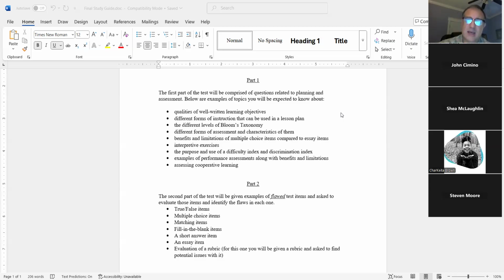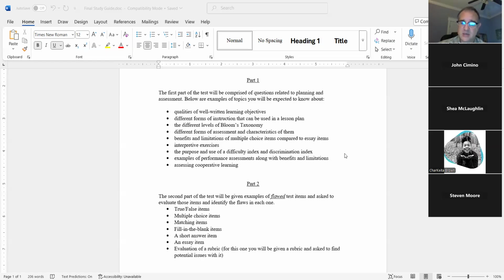Different forms of assessment and characteristics of them. So we've talked about formative and summative assessment and things like that. And what are the weaknesses and strengths of these different forms of assessment? Benefits and limitations of multiple choice items compared to essay items or short answer constructed response items. So we talked about the multiple choice items have some benefits to teachers, and short answer constructed response also have some benefits, but they also have some weaknesses compared to one another.